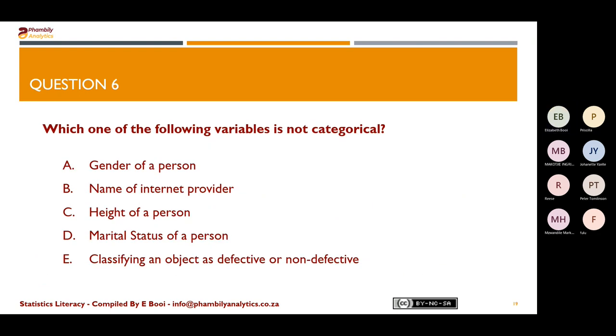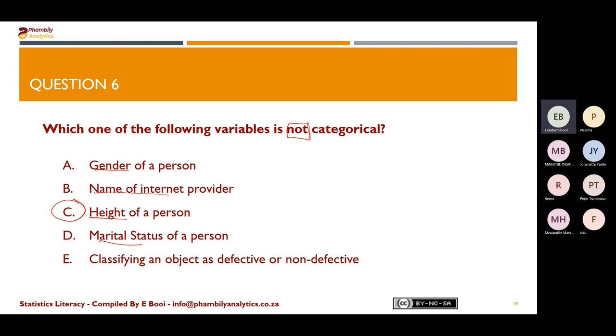Question six, which one of the following variables are not categorical? So this one is for you guys to tell me. A, B, C, or D. Can we put gender into categories? Yes. Name of internet provider like Telkom, Vumatel, AfriHost, all those. Yes. Height, can we put it into categories? No. So height is the incorrect one.